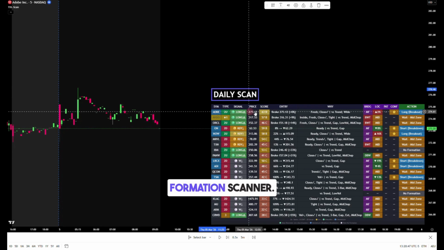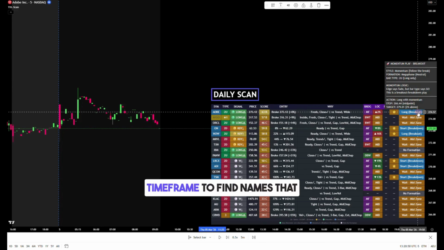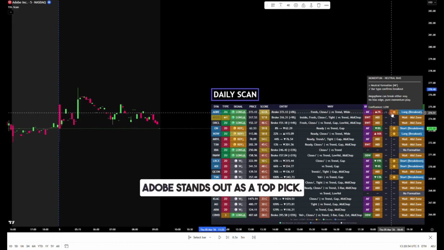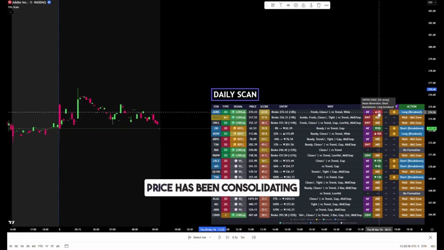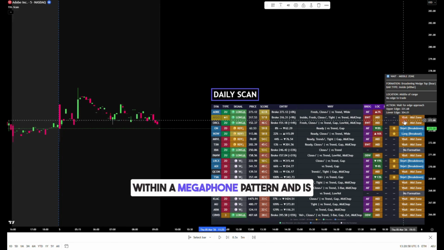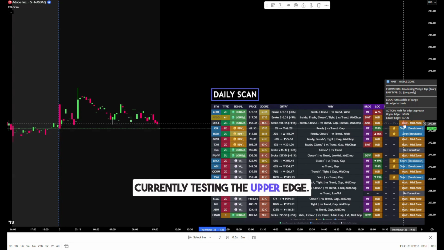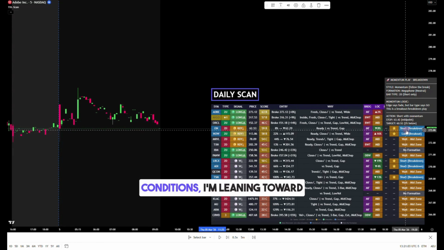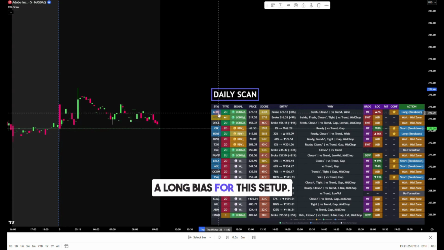Next, I move to my formation scanner. I'm scanning on a daily time frame to find names that are primed for a move. In this pre-market session, Adobe stands out as a top pick. Price has been consolidating within a megaphone pattern and is currently testing the upper edge. Given the stable macro conditions, I'm leaning toward a long bias for this setup.